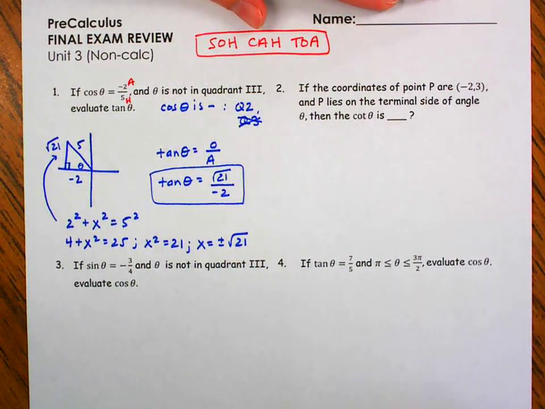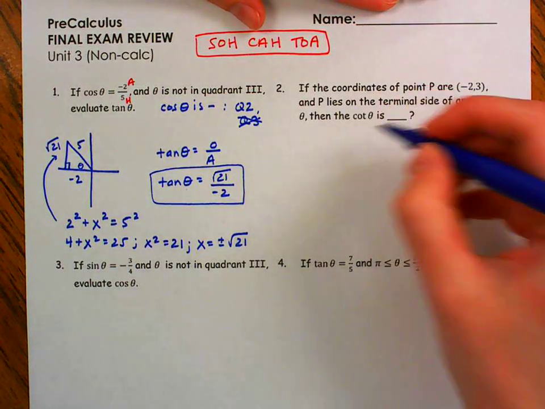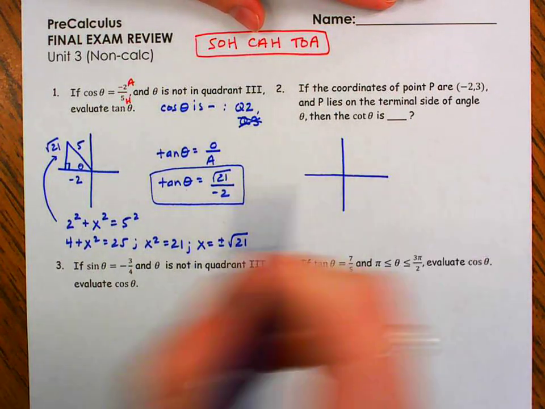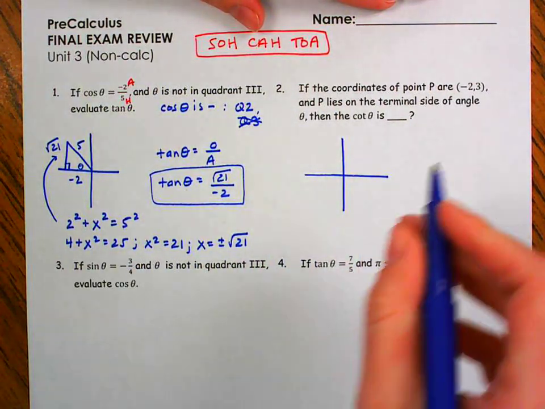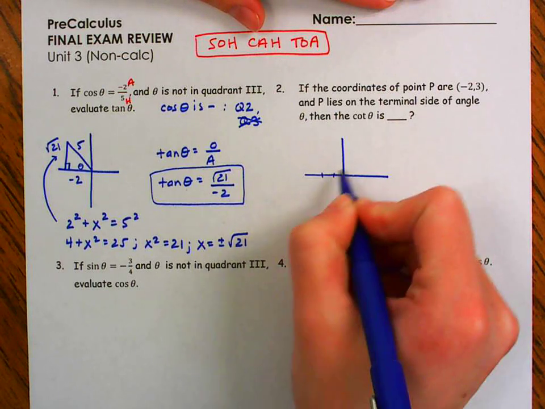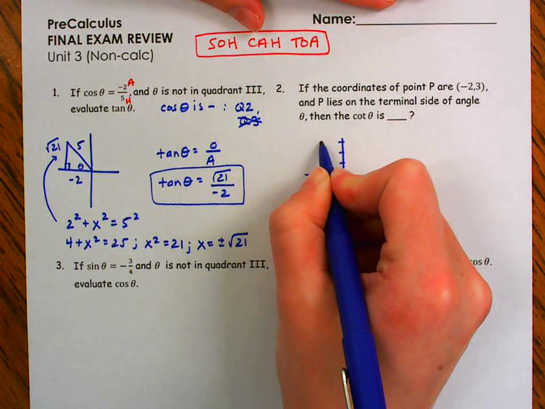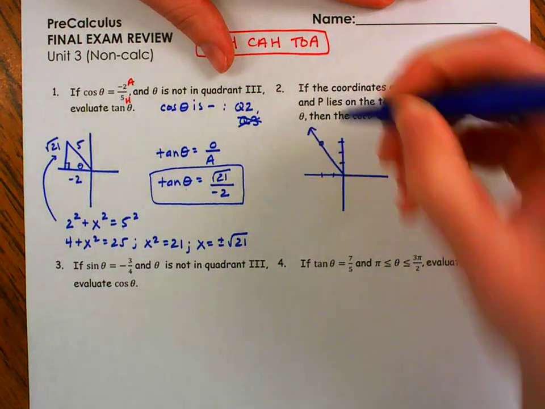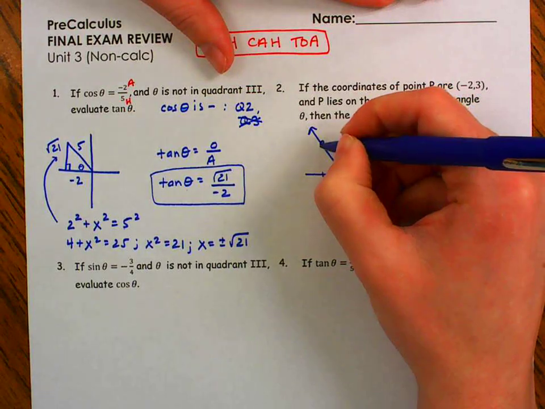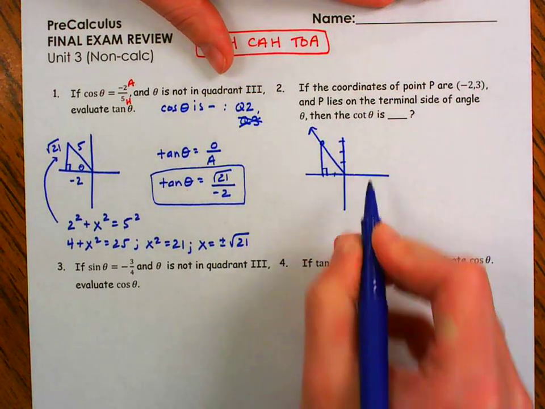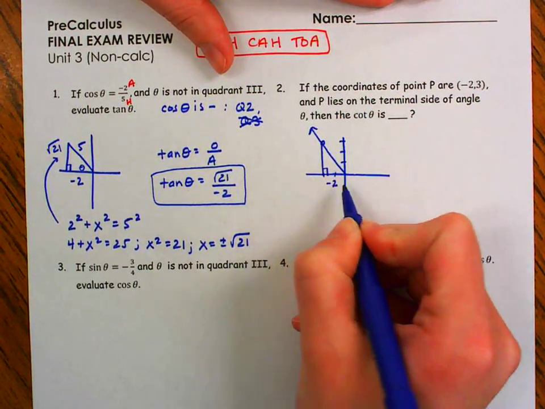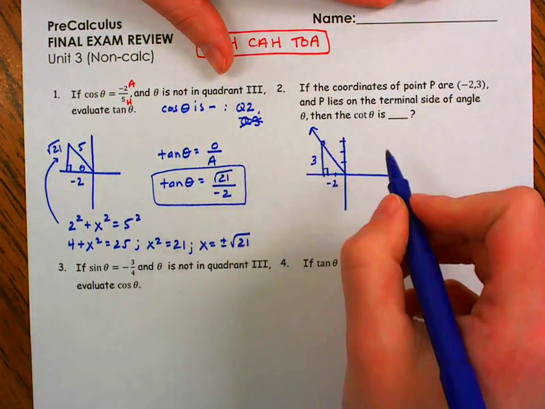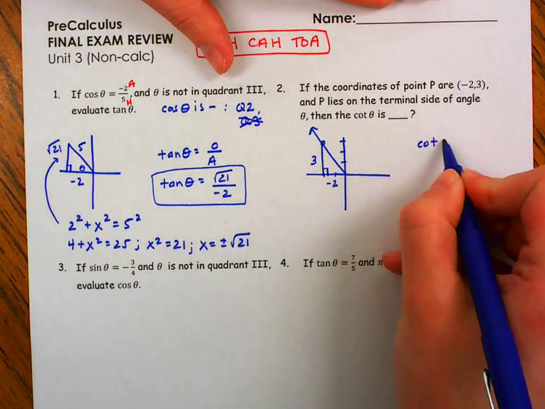Okay, number 2. It says if the coordinates of point P are -2, 3, and P lies on the terminal side of an angle, or of angle theta, then cotangent is what? So P is backwards 2, up 3. Here's P, and it says that P lies on the terminal side of the angle. Well, we can turn this into a triangle. We went backwards 2, and we went up 3. So that's what we know so far. We want cotangent of theta.